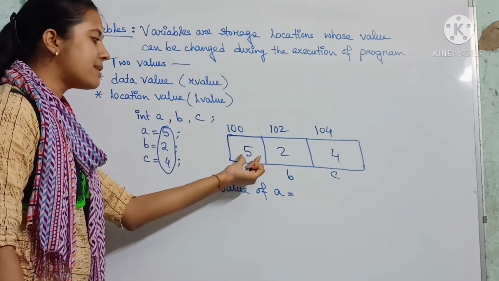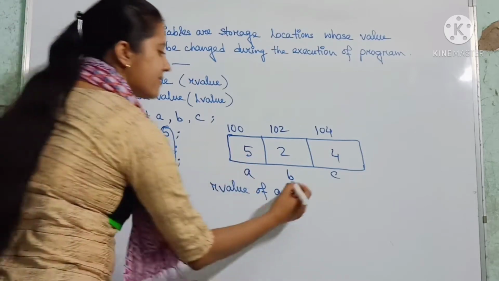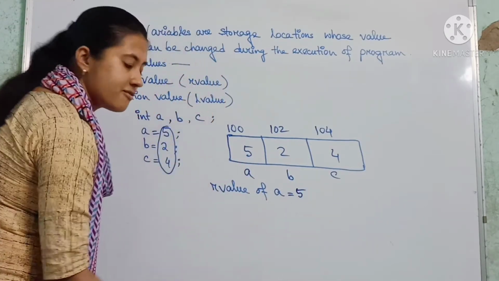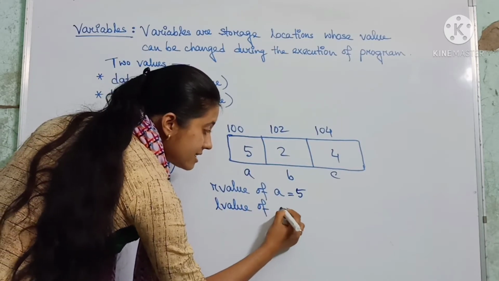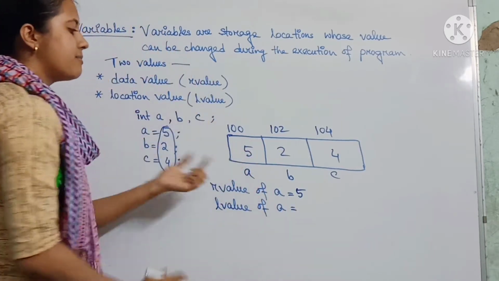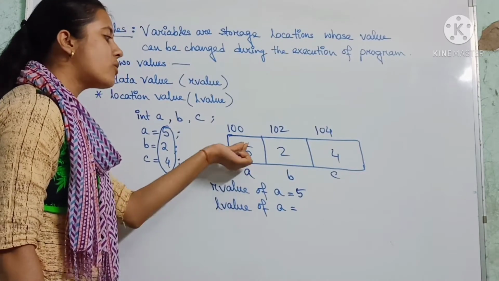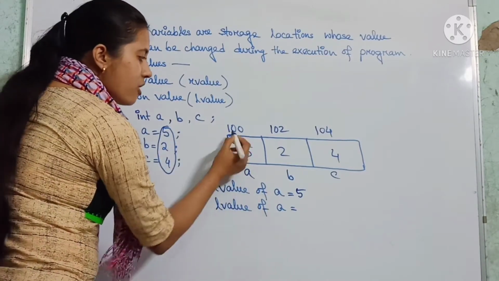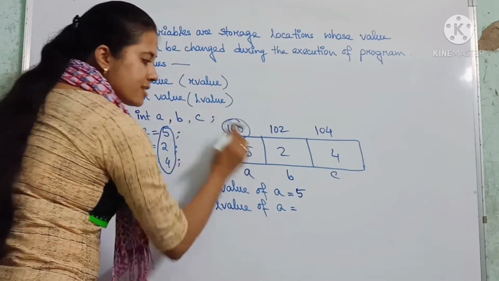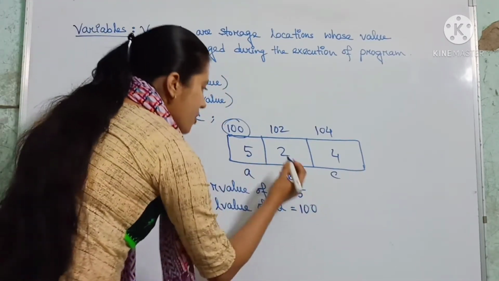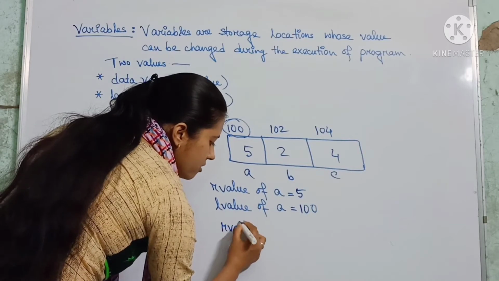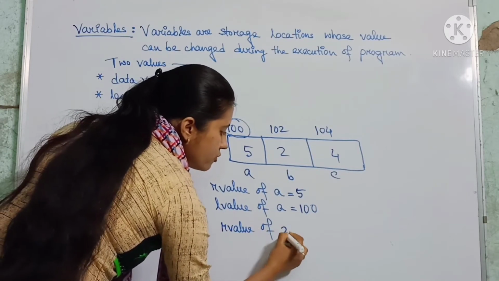R value is nothing but the data that is assigned to this variable, so R value will be 5. And what will be the L value? L value means the address of that variable, means in which address this variable is stored. So L value of a is what? 100. Its address is 100, so it will be 100. Clear? Suppose R value of 2 will be what?